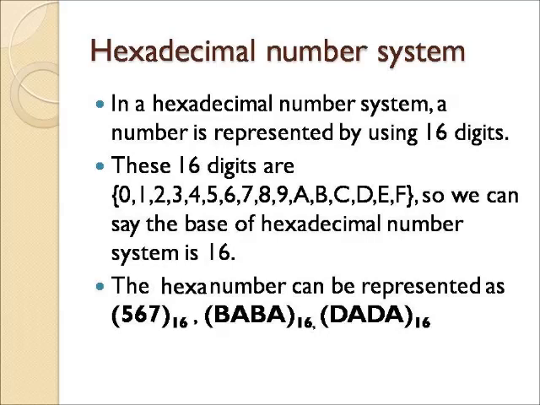In order to maintain uniqueness, suppose we use 10 instead of A, you can see that 1 and 0 are repeating there. In order to avoid that, we use unique characters like A, B, C, D, E, F. A stands for 10, B stands for 11, C stands for 12, D stands for 13, E stands for 14, and F stands for 15.